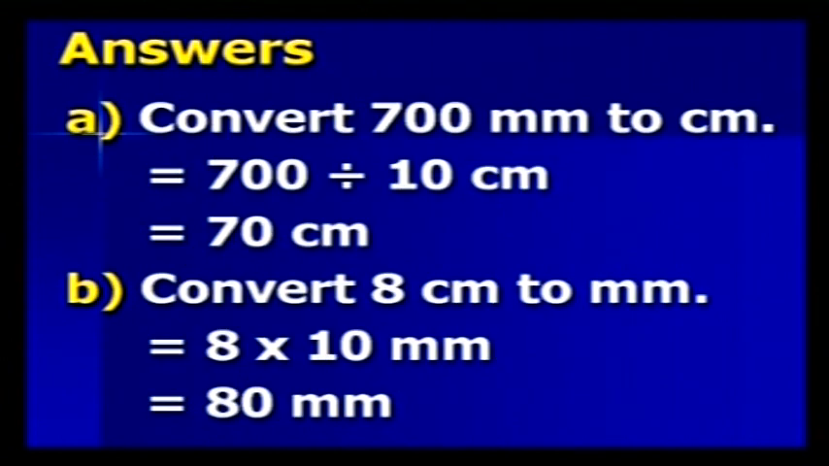700 millimeters, we were to change to centimeters. So 700 divided by 10 gave us 70 centimeters. Very good. 8 centimeters, change it into millimeters. 8 multiplied by 10 gives us 80 millimeters.